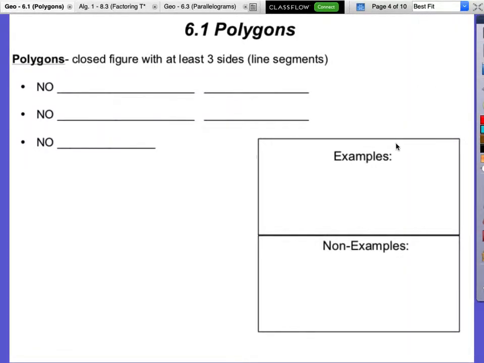So a polygon, excuse me, not a polynomial, is a closed figure with at least 3 sides, and those sides are made up of line segments. So a triangle is an example of a polygon. Now a polygon has no curved sides. So no sides of a polygon can be curved. They have to be straight. It cannot have any intersecting lines. And there are no gaps in the polygon.